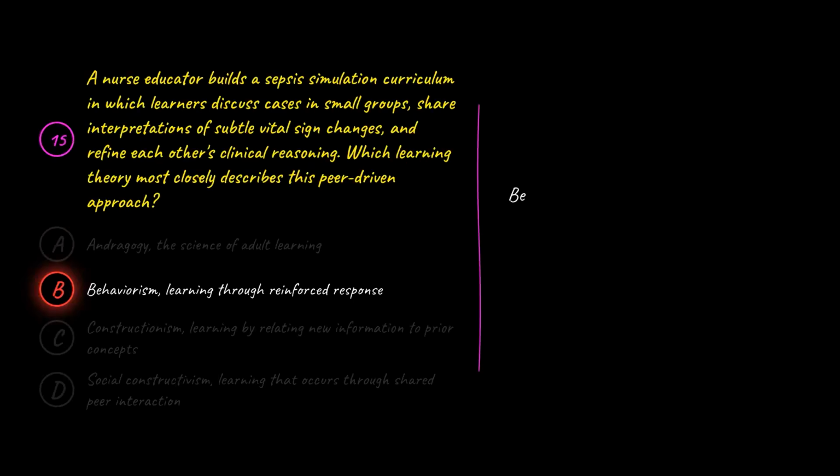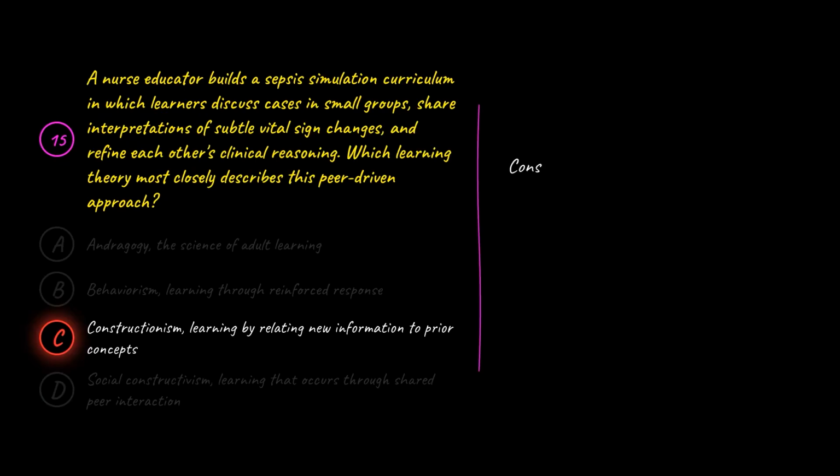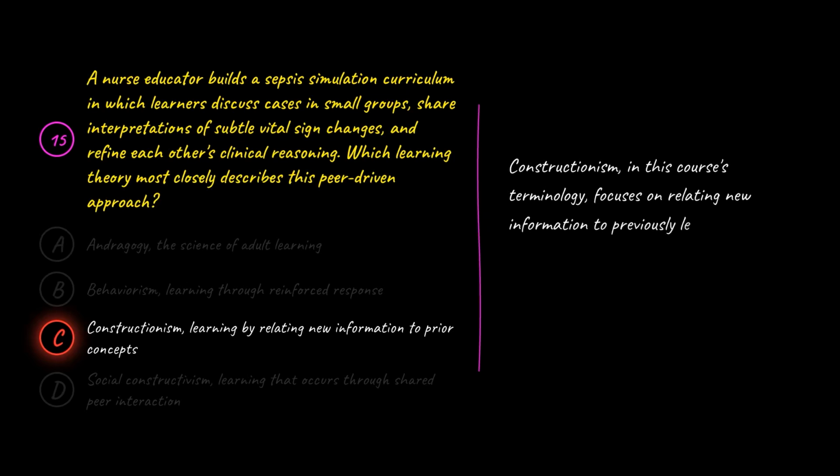B is wrong because behaviorism focuses on conditioning through reinforcement. Group discussion and peer refinement go far beyond stimulus-response shaping. C is wrong because constructionism, in this course's terminology, focuses on relating new information to previously learned concepts within the individual learner. Social constructivism specifically adds the peer interaction layer that the scenario emphasizes.